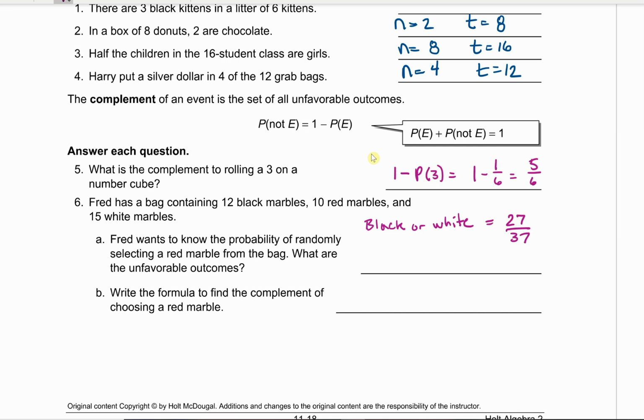So let's see, write the formula to find the complement of choosing a red. Let's see if that works the same way. 1 minus 10 out of 37. Yeah, 27 out of 37. Same thing.